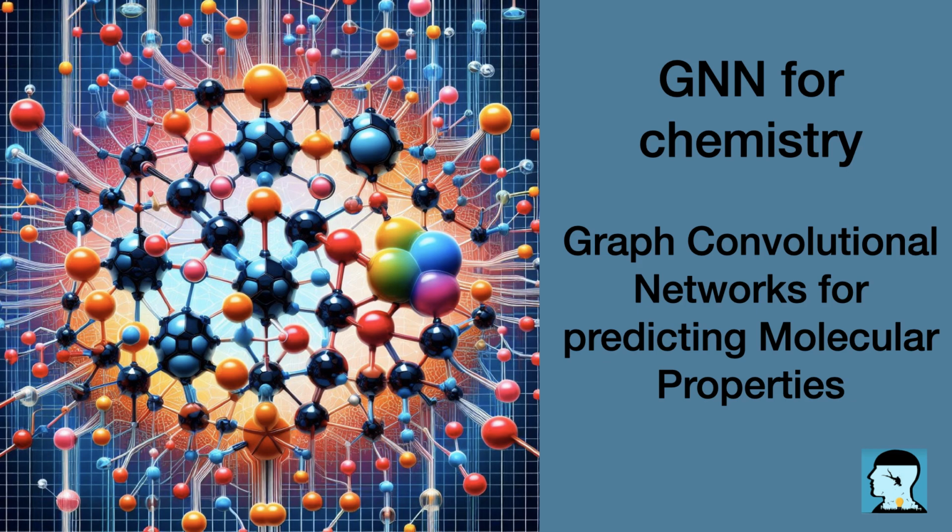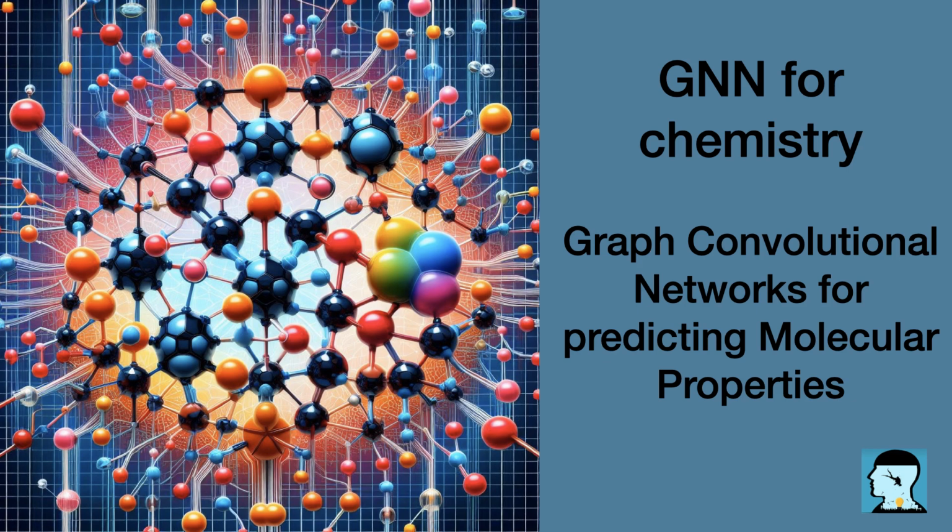Once we have built a GCN model, we can then train it on a dataset of molecules with known properties. The model will learn to predict the properties of new molecules based on their graph representation. GCNs have been shown to be very effective for a variety of tasks in chemistry, including predicting molecular properties, generating new molecules, and classifying molecules. They are a powerful tool for understanding and manipulating chemical data.